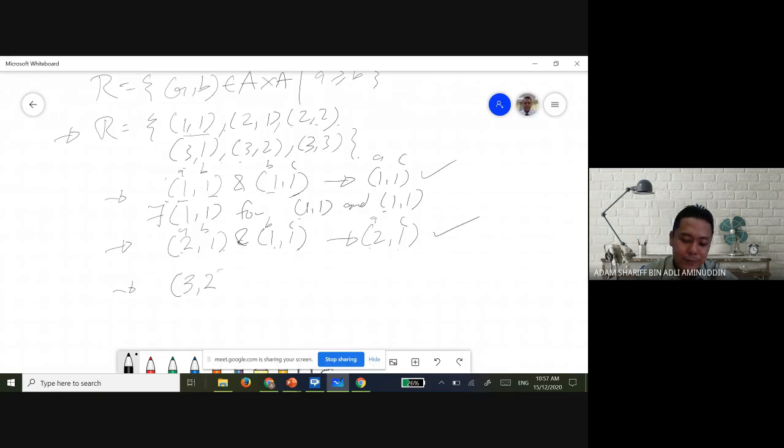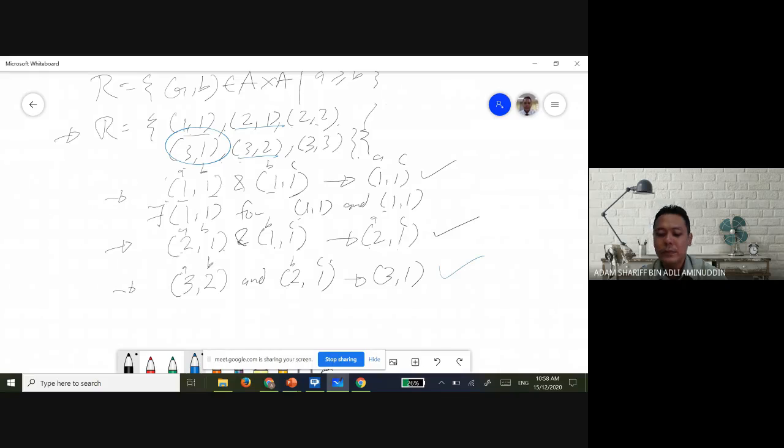3, 2 and 2, 1. Dalam kes ni A different, B different, C pun different. A 3, B 2, C 1. Ada tak 3, 1 dalam relation ini? 3, 1 exists, right? Ni tengok ni. 3, 2, 2, 1, AC, 3, 1 exists. So the relation, kalau kita tengok, kita kena check for all possible pair of AB and BC. At the end, you will see that it is transitive.